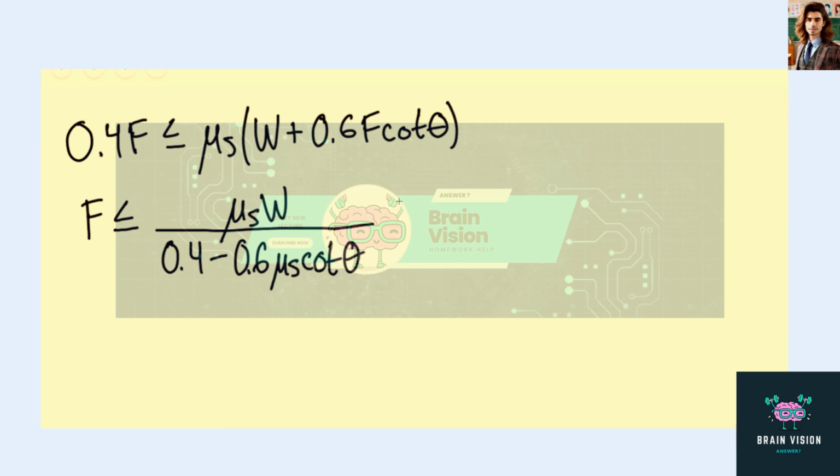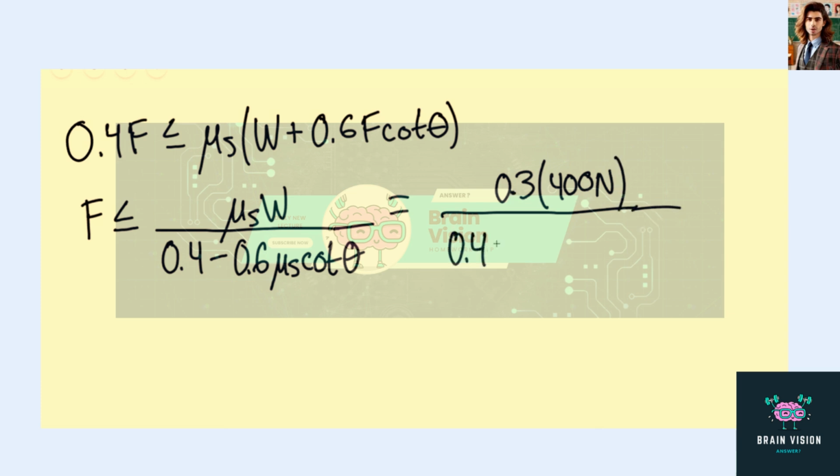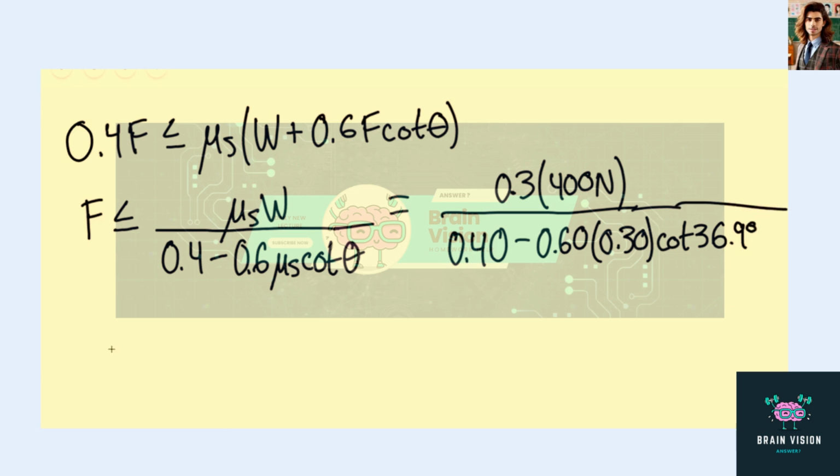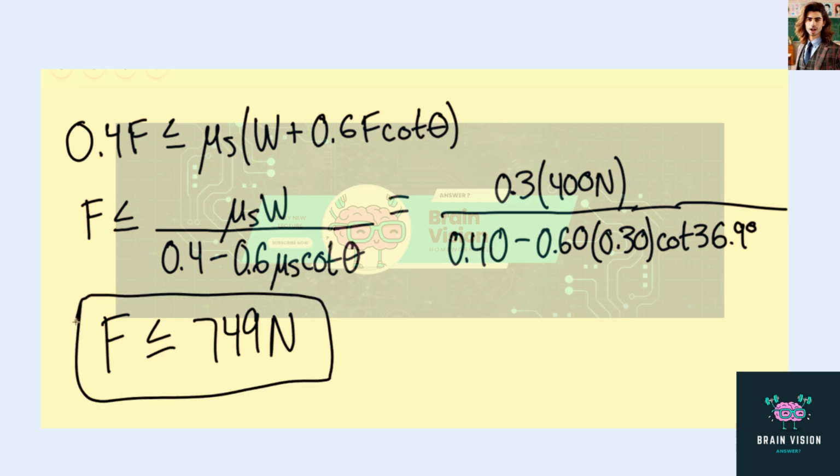And at this point, we can solve. So this is going to equal 0.3 times 400 newtons, and then divided by 0.40 minus 0.60 times 0.30 times cotangent of 36.9 degrees, and we find that F must be less than or equal to 749 newtons. This will be our final answer for part B.